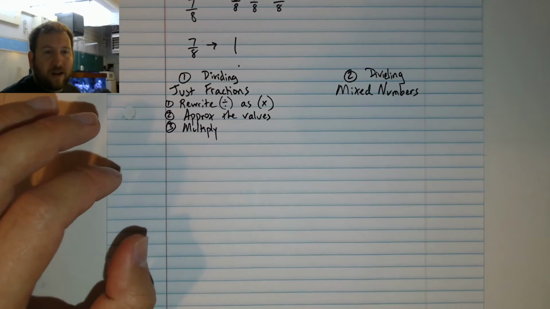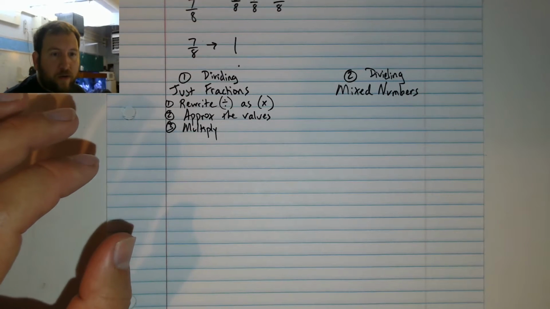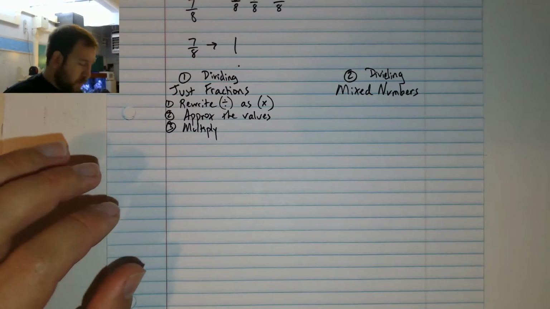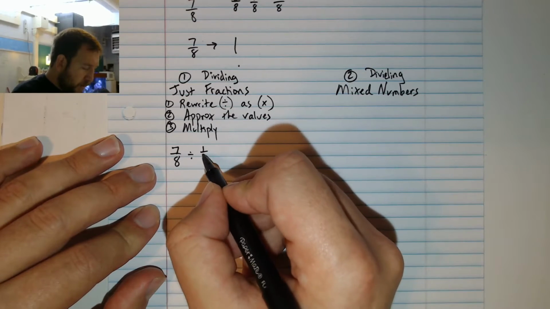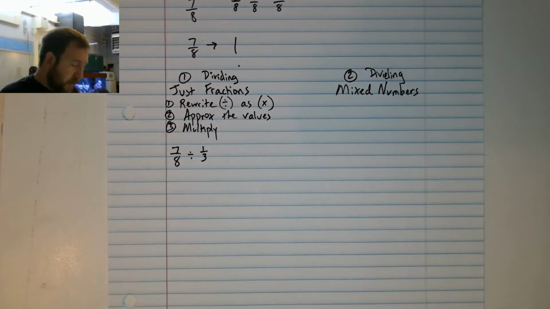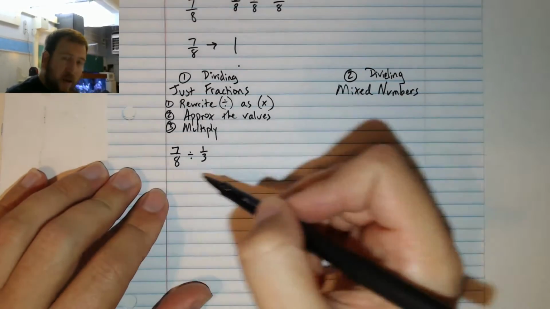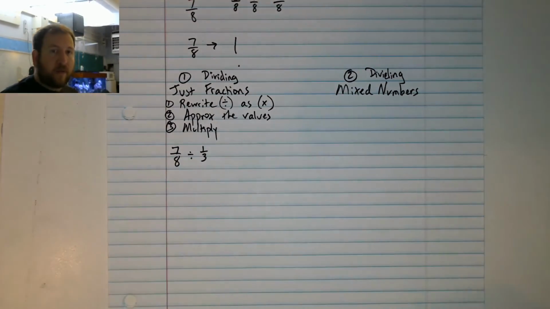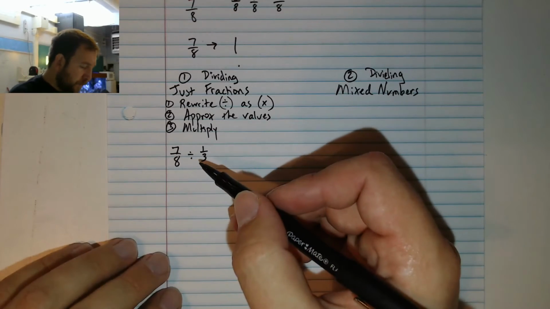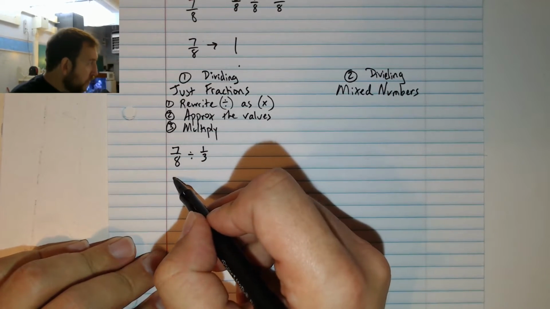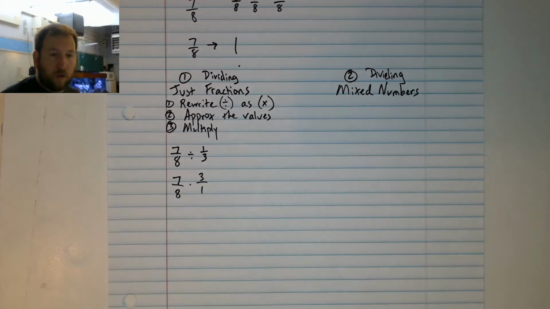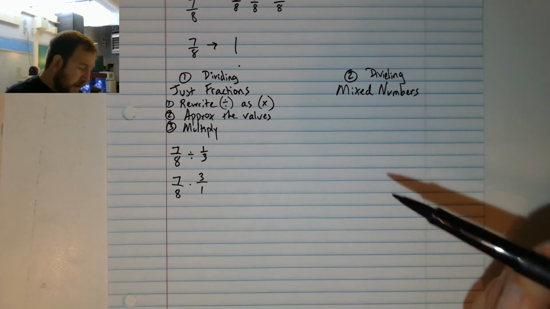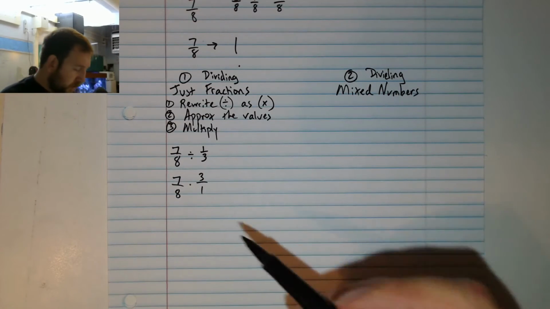Let's take a look at what that looks like here. We're going to do 7/8 divided by 1/3. Okay, so our first thing that we need to do is rewrite this to make sure that we keep it accurate. We are not going to approximate yet, because if we do that, we're going to lose a lot of information in our problem. So we're going to rewrite this first. So I have 7/8 times 3 wholes. Okay, now I can approximate the values of these two numbers.